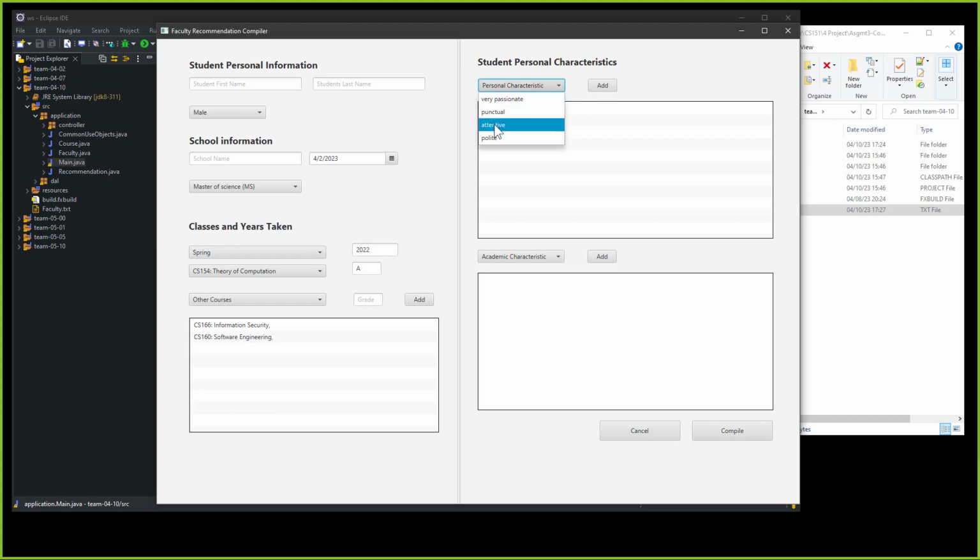And the same thing is here, all of these personal characteristics, and the same thing here. Also, they have a cancel here so that we can return to the home page. That's a good idea.